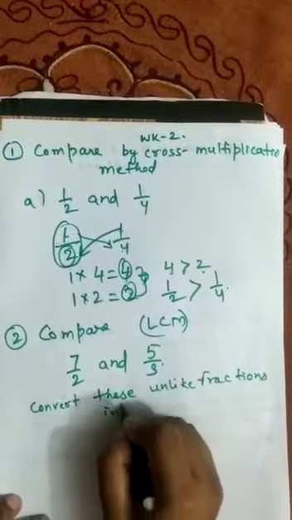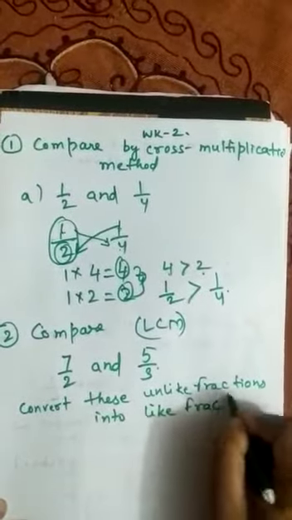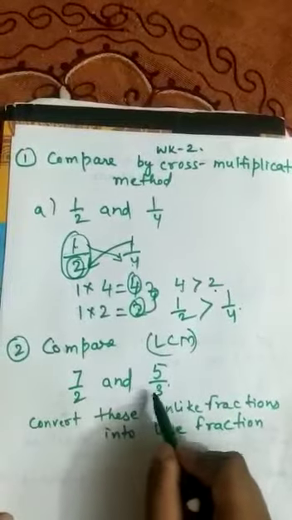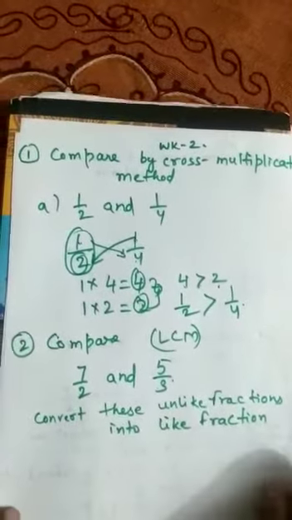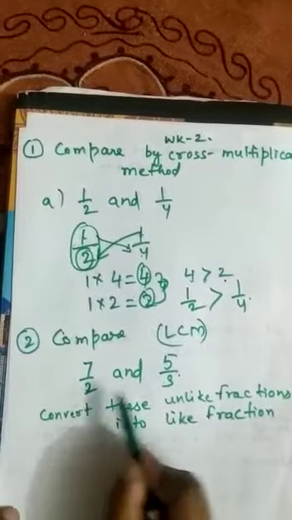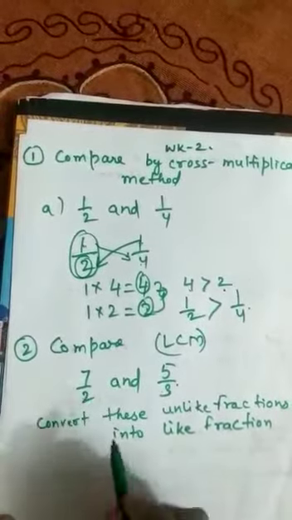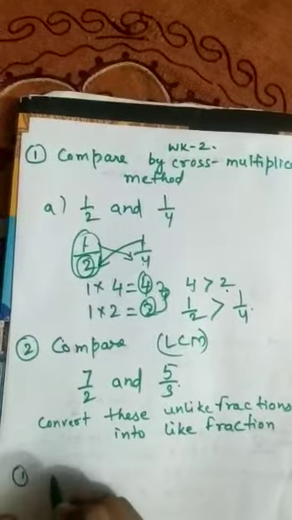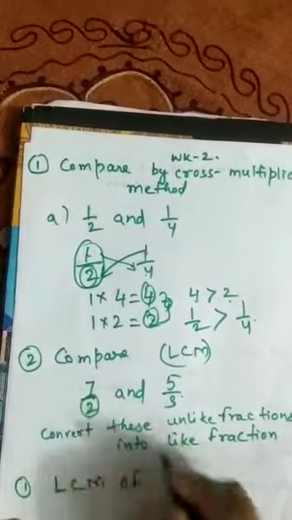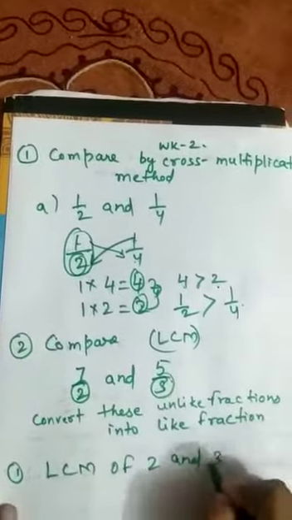Like fractions. Into like fractions. It means we have to convert the denominator in such a way that the two denominators remain the same. So what is the method? Firstly, we will have to find out the LCM of the denominators of these two fractional numbers, right? So the first method is to find the LCM of the first denominator 2 and the second denominator 3.